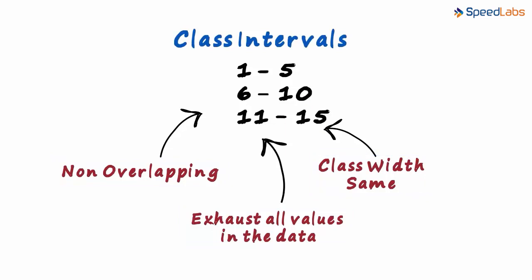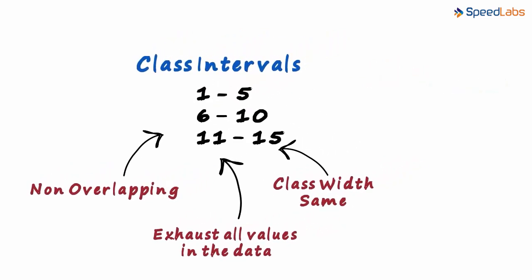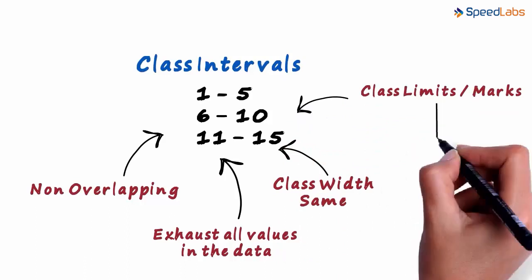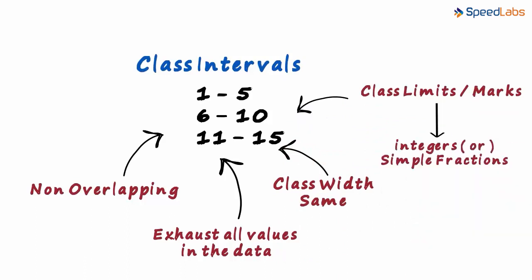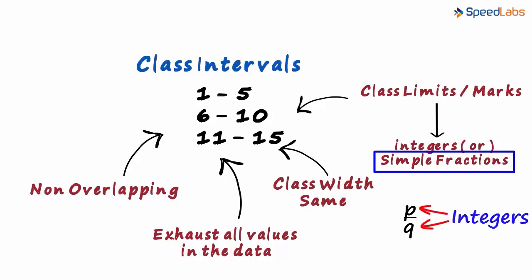There is just one more condition we need to keep in mind. In the first interval, 1 and 5 are class limits, and the average of 1 and 5 is called the class mark. The fourth condition says that the class limits and the class marks of each interval should be integers or simple fractions. A simple fraction is a fraction in which the numerator and the denominator are both integers.